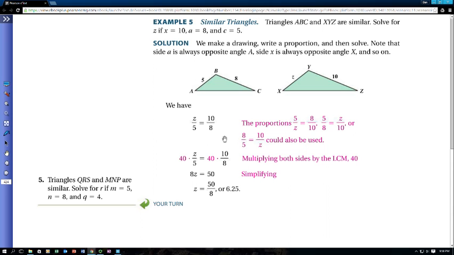So now we have an equation, right? And from this proportion we solve for z, which I would just do by multiplying both sides by 5. You could do that in one step and you'll get 50 over 8.